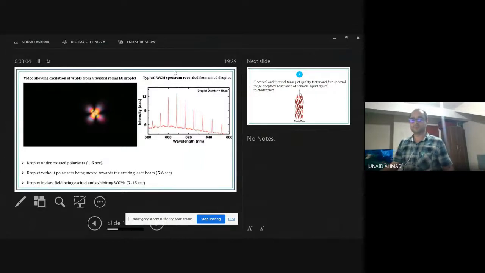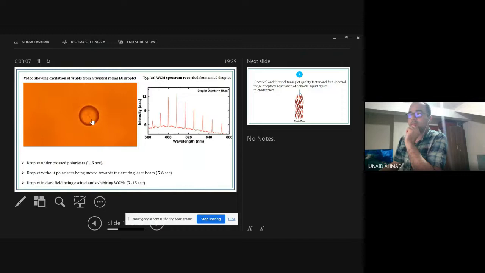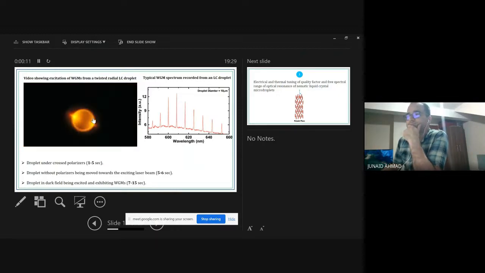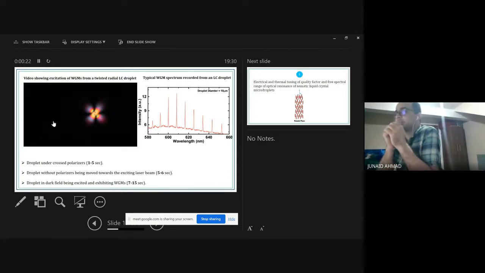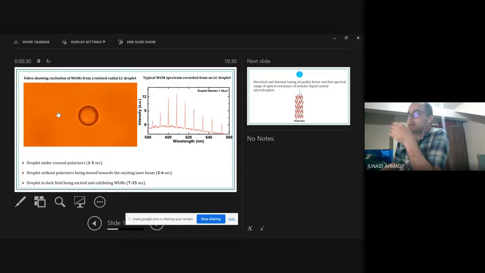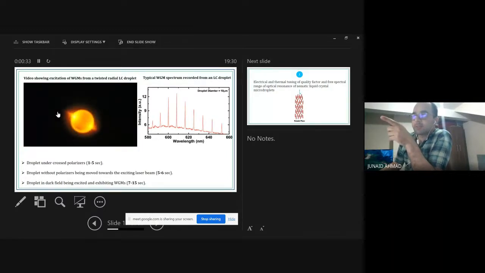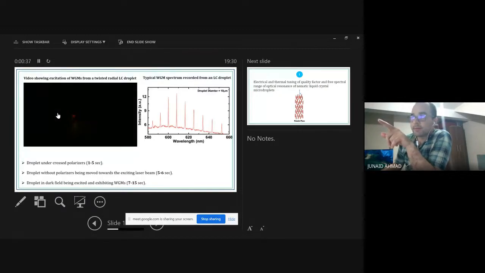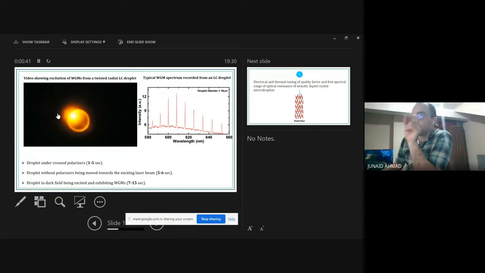So this is a small video. Basically what happens now, this is a liquid crystal droplet under cross-polarizers. Next, I'm removing these cross-polarizers and the droplet looks like this smooth ball. And then this is the laser pointer. This red spot is basically the laser. I'm bringing this droplet near to this laser point. The moment the laser hits this dye-doped droplet, the dye gets excited and emits light, which could be seen inside this droplet everywhere. So this is how we excite the whispering gallery mode resonance in these droplets. And on the right side, you could see a typical whispering gallery mode spectrum arising out of a 10 micrometer droplet.